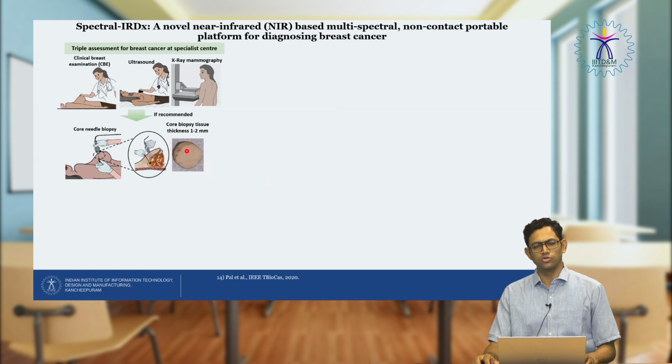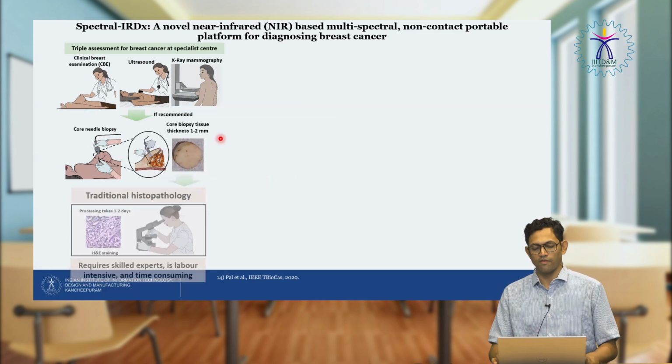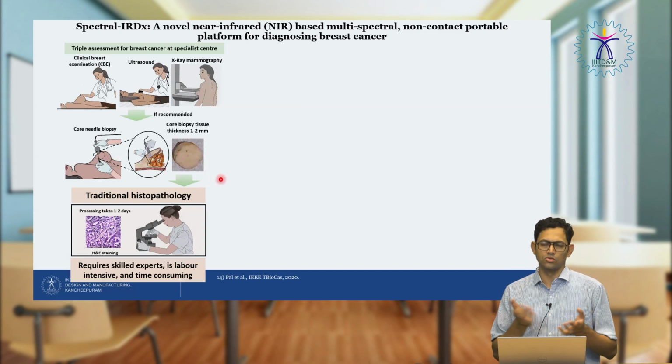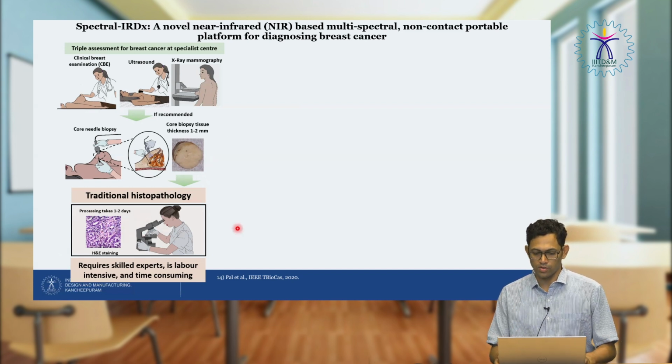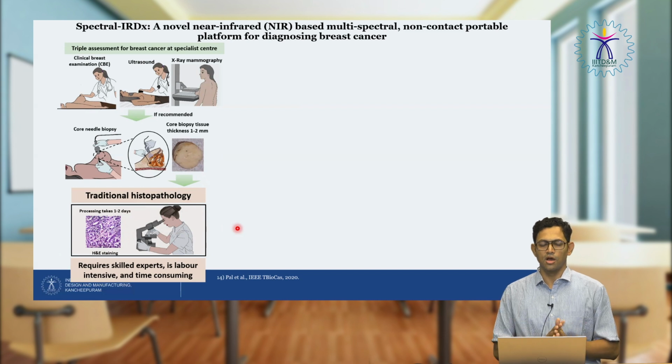This is a tissue with a thickness of 1 to 2 mm and a diameter of around 5 mm. So basically they slice it into hundreds of micrometers. They freeze it first, make it into paraffin, then slice it into hundreds of micrometers, then deparaffinize, then stain these tissues and then see them under a light field microscope. And this is the traditional approach.